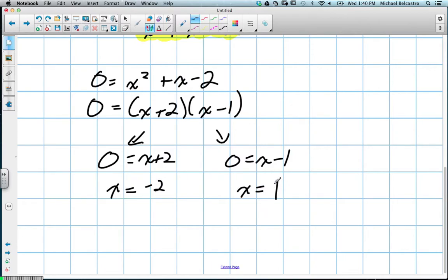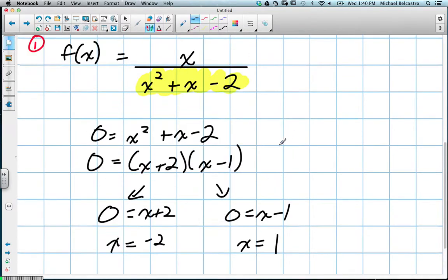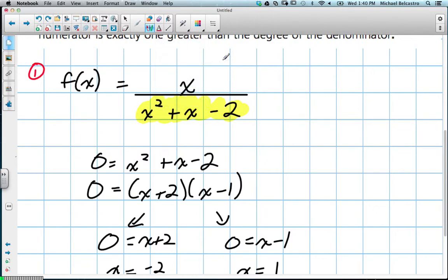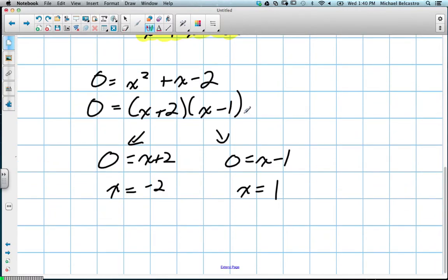So at either of these values, we'll have an undefined equation. We also know that they will not give us 0 on top for an x, so we don't have to worry about any holes or anything like that in the equation right now. So our undefined values are negative 2 and 1.